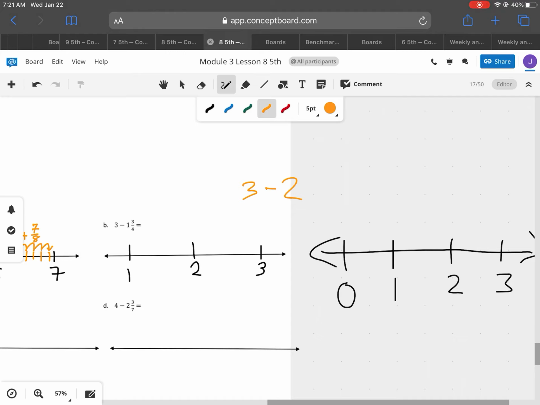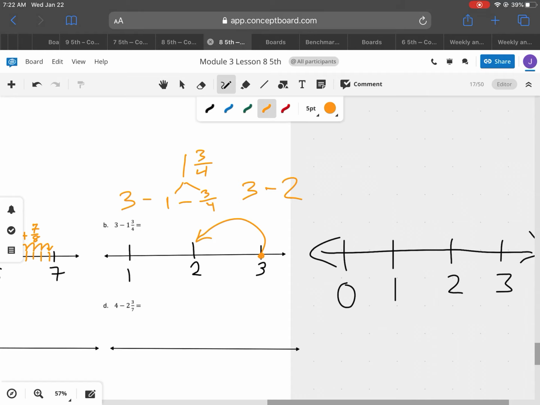Alright, either way you draw it, I'll show it both ways. So here we're going to actually start off at the 3, and we're going to subtract 1. Now some of you might be going, why subtract 1? Okay, so we're basically decomposing it to 1 3/4. So the first thing we're going to subtract is the 1, and then we're going to subtract the 3/4.